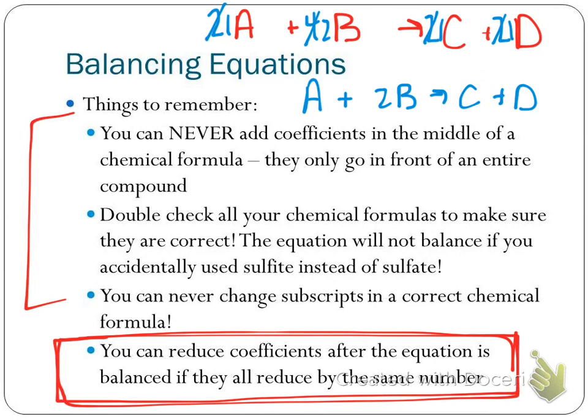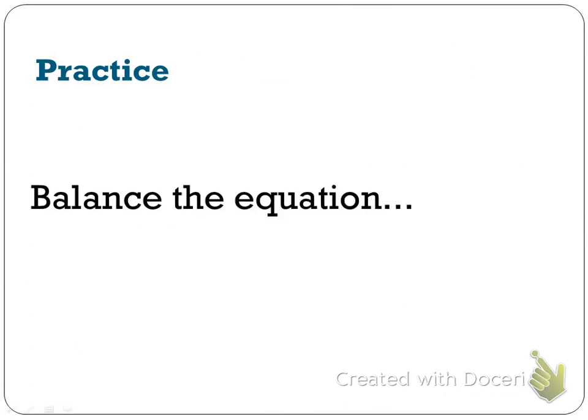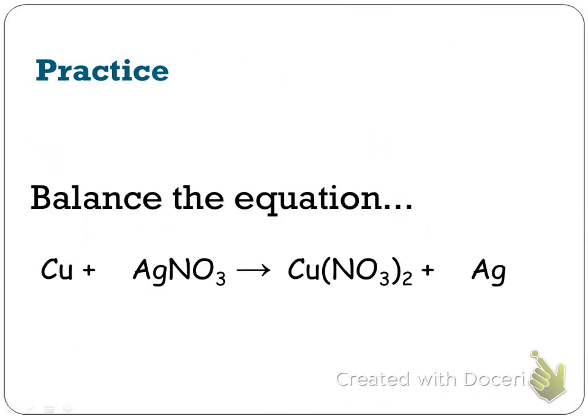Does that make sense? So if you overshoot it, which happens, you're just kind of missing something and you double it or whatever, you can reduce it if they all reduce. All right, let's finally try some. You have to reduce the whole equation at once. You can't just reduce the product side or just the reactant side.